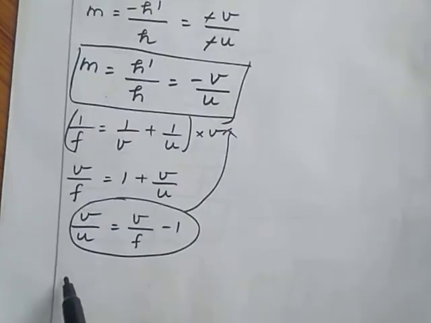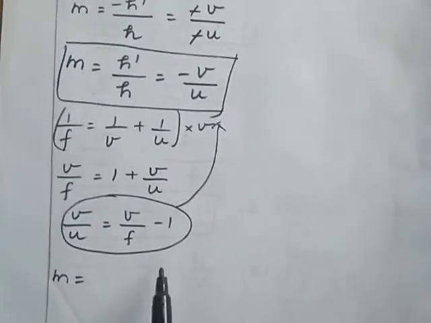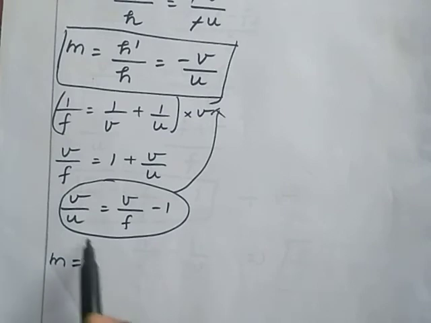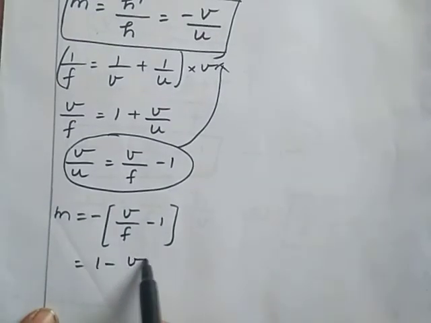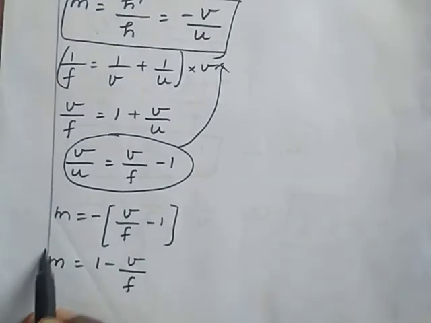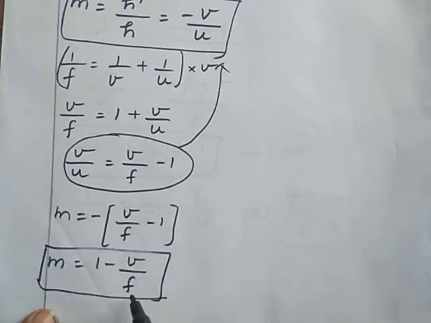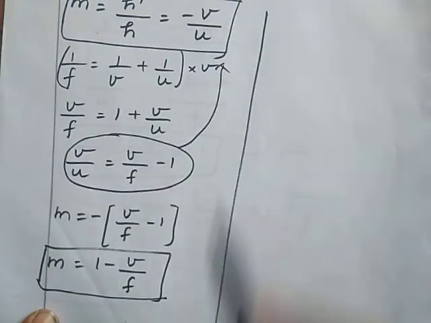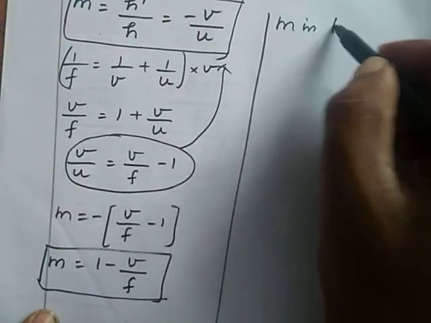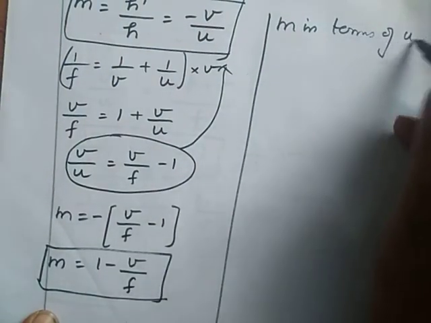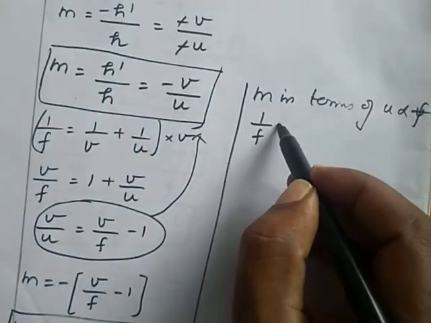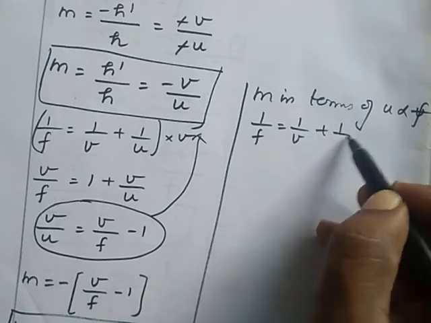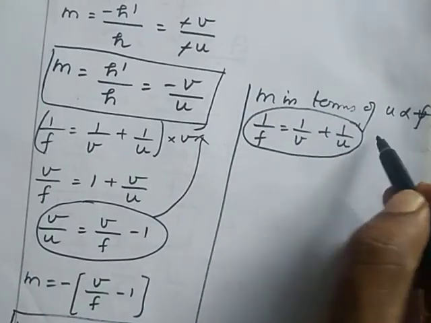Then magnification m is equal to minus v by u, which becomes minus of v by f minus 1. After solving this we get 1 minus v by f. This is the magnification in terms of focal length and image distance. Then m in terms of u and f. For this we consider 1 by f is equal to 1 by v plus 1 by u. That is the mirror equation.